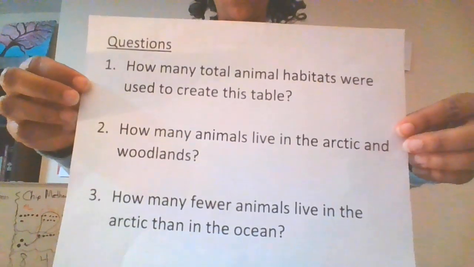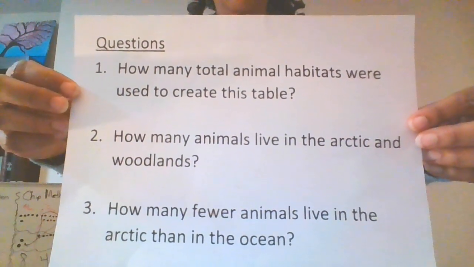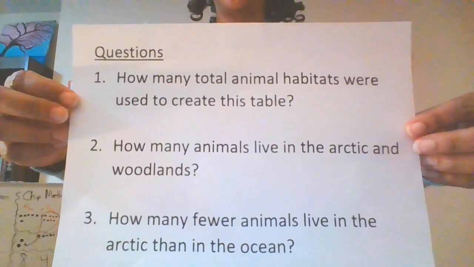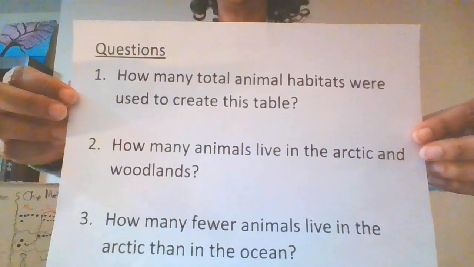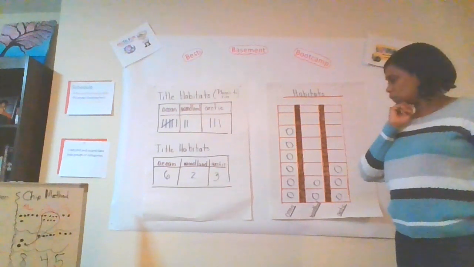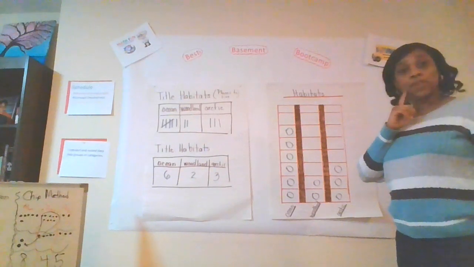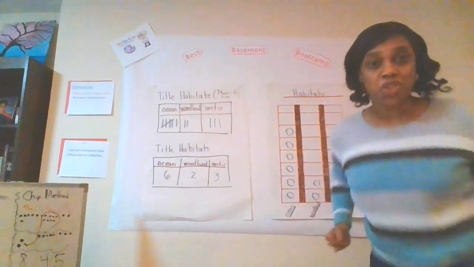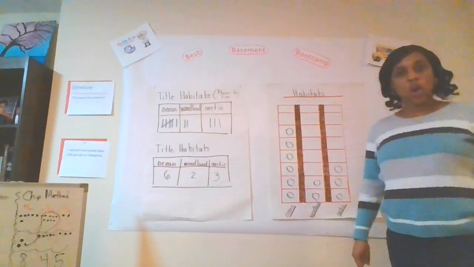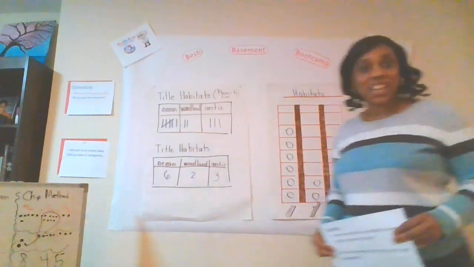Question number 1. How many total animal habitats were used to create this chart? How many different places do these animals live in? If you said 3, you're right. Oceans, woodlands, and Arctic are our three. Let's look at another question.